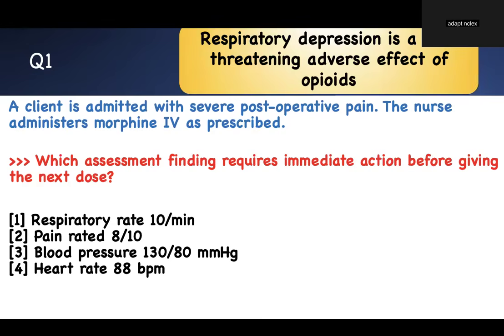And what is the key to answer this question? This is the concept. Every question, I'll give you a concept. And what is that? Respiratory depression is a life-threatening adverse effect of opiates, and therefore the nurse should check that before she gives the medication to the patient. That's what she needs to do.